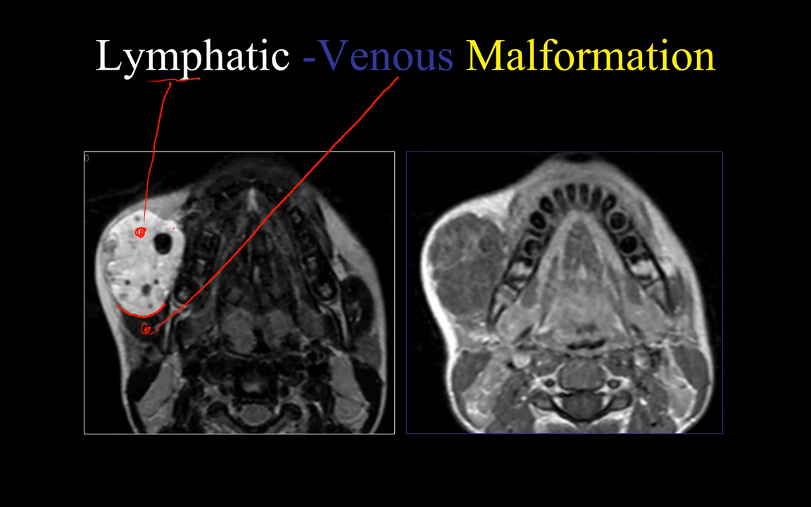And then if you look real closely right here, we can see these black dots. Now, these black dots can represent phleboliths. And again, that goes along with the venous malformation. And then when we give contrast, we can see it's not robustly enhancing. If this was really, really enhancing a lot, then I'd be a little bit more worried. But the fact that this has high T2 signal located in the muscle, has these phleboliths, and it's soft on palpation, well, then I feel real comfortable that this is a lymphatic venous malformation.